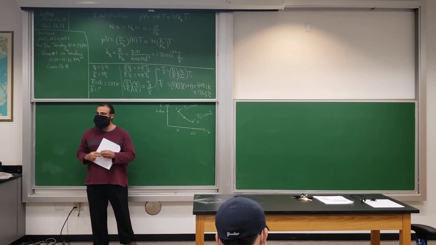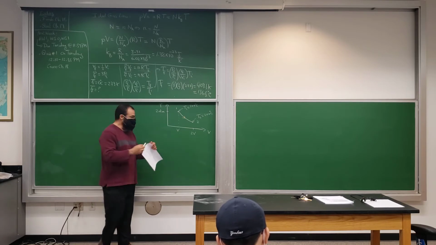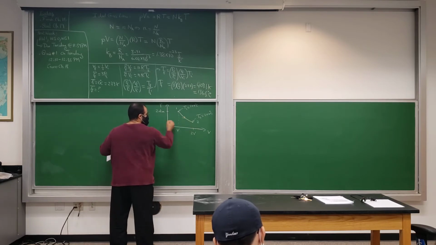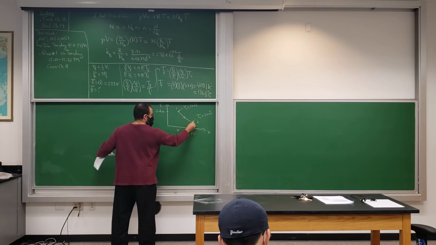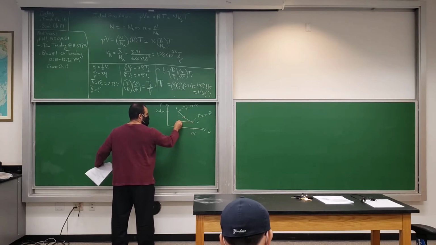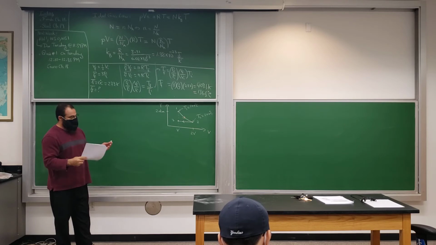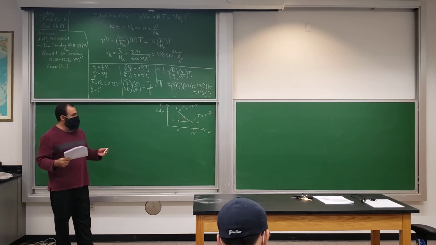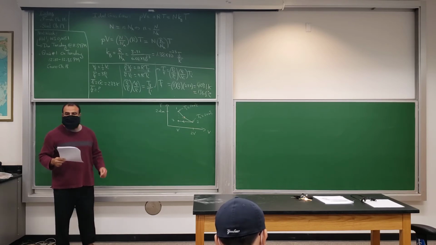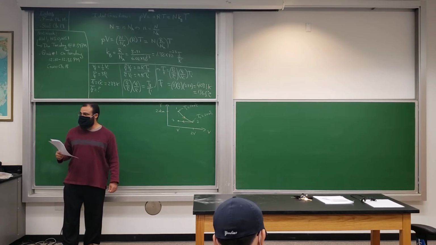Isobaric means what? Same pressure. So we will go now this way, isobaric, until we get here. This is the third state. And basically the question is, what is the pressure and temperature at every step?